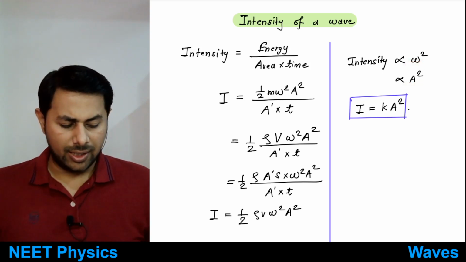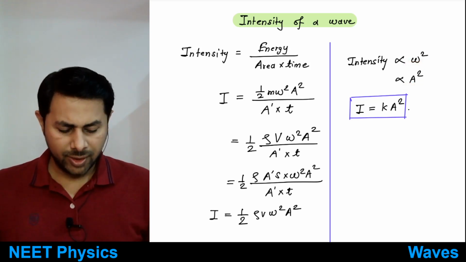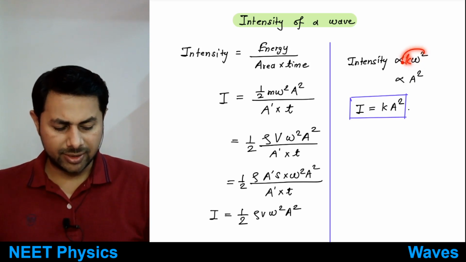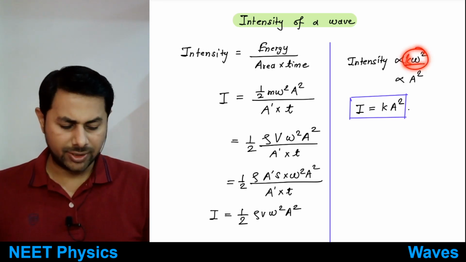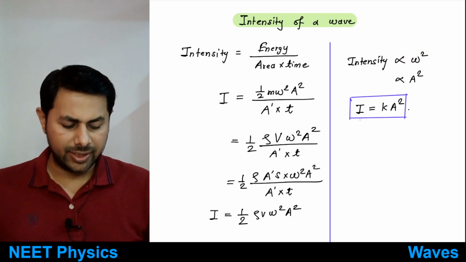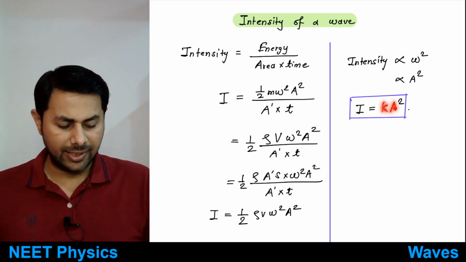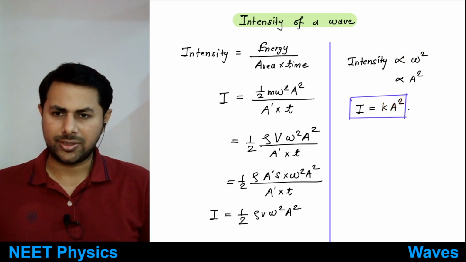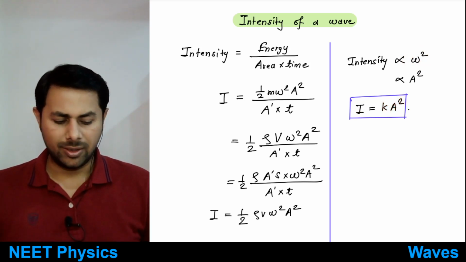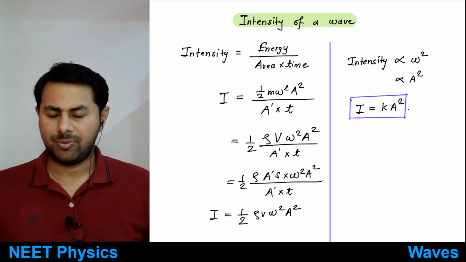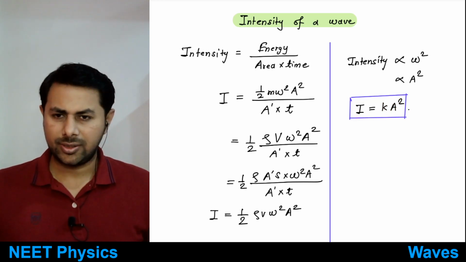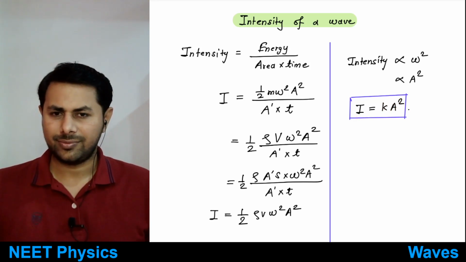Okay, and now see, if you take k times omega square, it will be some kind of a constant. So what you can say is majorly intensity is just equal to k multiplied by a square. Okay, some constant into amplitude square. So intensity is directly proportional to amplitude square is what you need to remember.